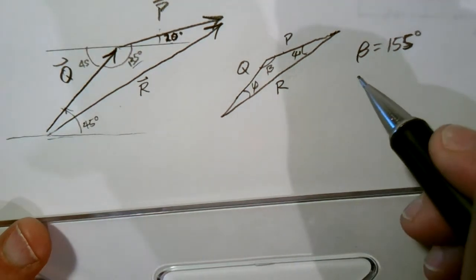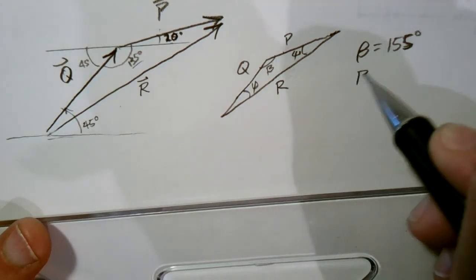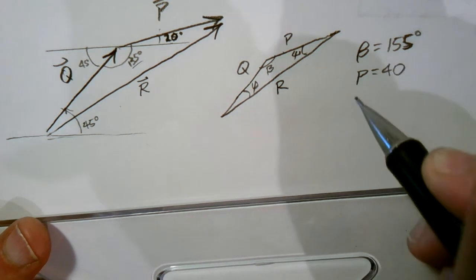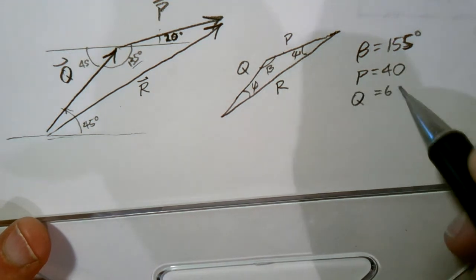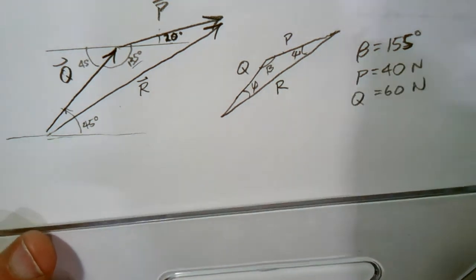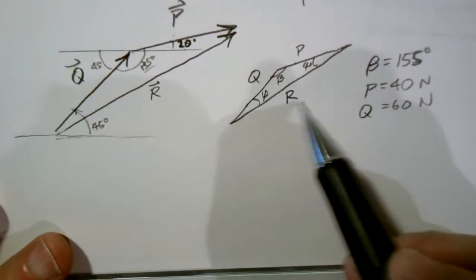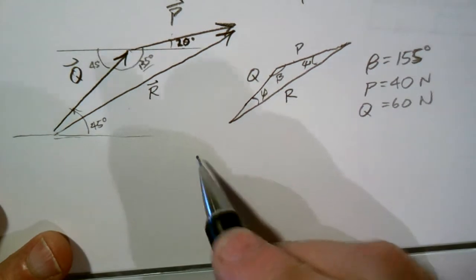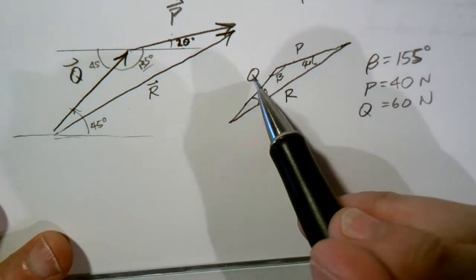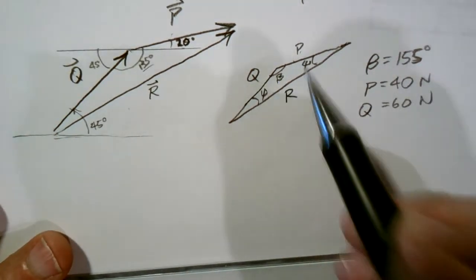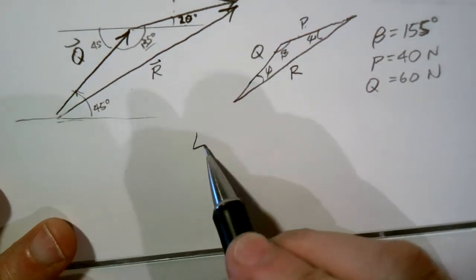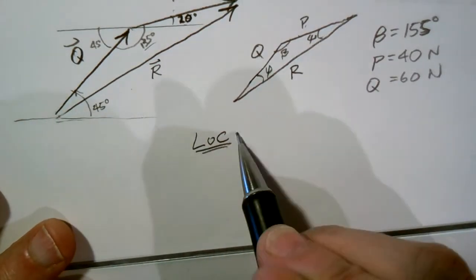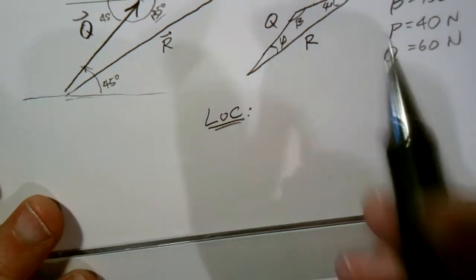We also happen to know that P is equal to 40 and Q is equal to 60. And I guess we'll say what the units are. Those are just the magnitudes. So what we want to do is find the magnitude of R. These are adjacent sides to this angle right here, so we use the law of cosines. Write down what I'm doing.